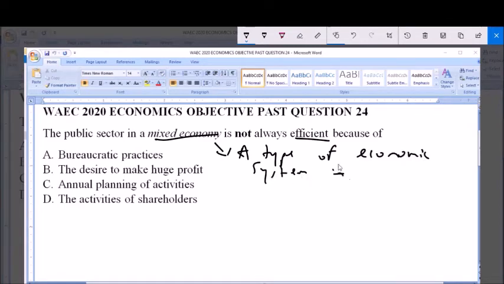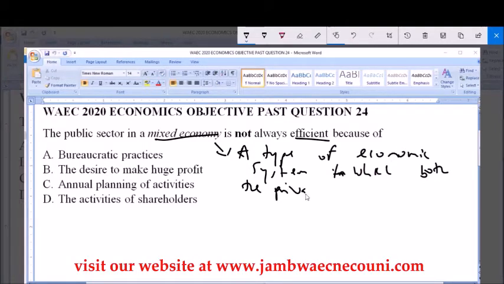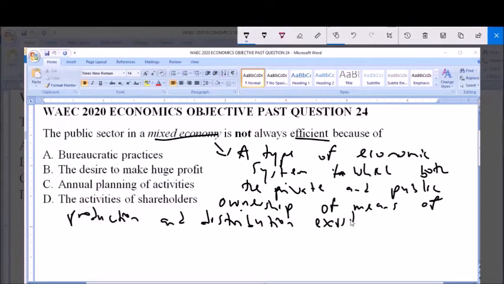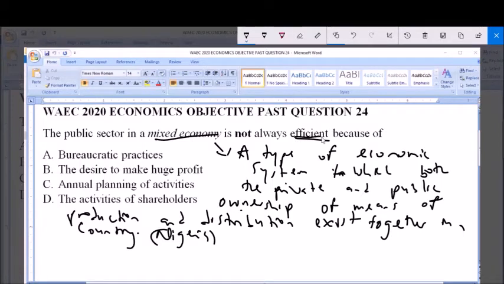a type of economic system in which both the private and public ownership of means of production and distribution exist together in a country. Okay, this is the type of economy practiced in Nigeria. This is an example. So in a mixed economy, like I said, one of the disadvantages of it is that it is not always efficient.